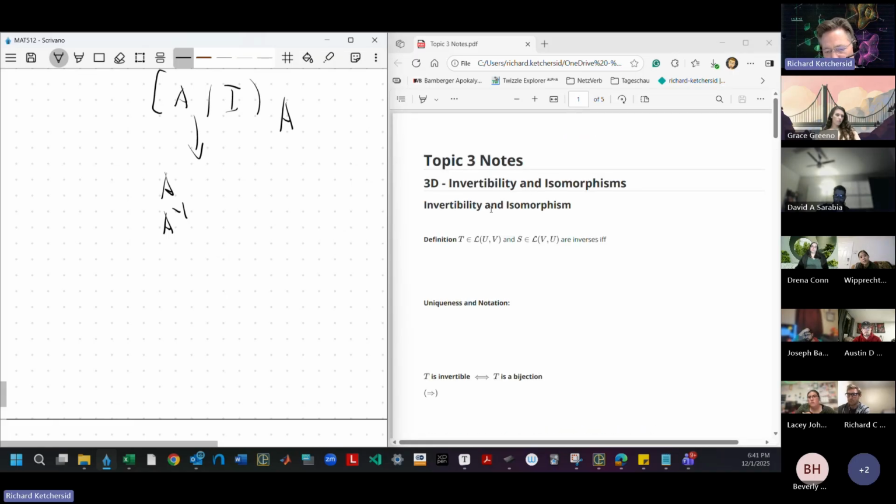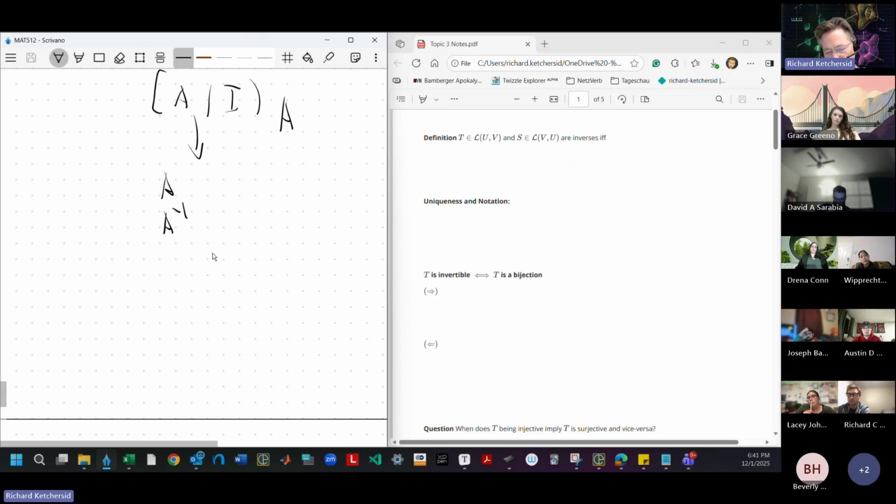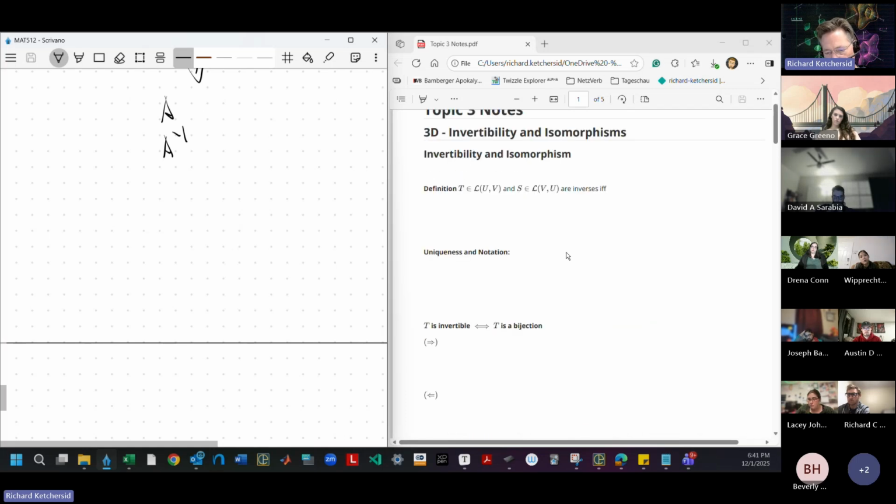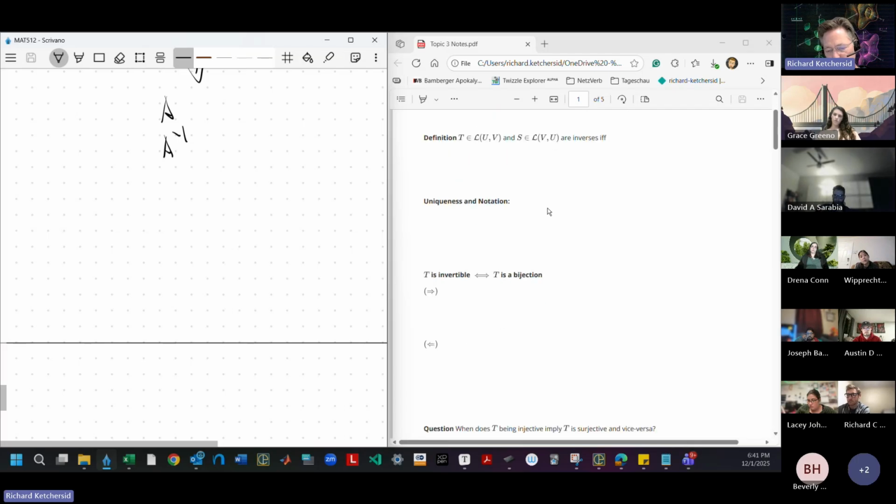So the first section of this is about invertibility and isomorphisms. Does anyone have, I guess, first of all, do any of you have a question about that? I guess there's a couple of things I find particularly interesting. But any generic questions you have on that section before I say what I think is interesting? Okay, so I'll tell you what I think is interesting.